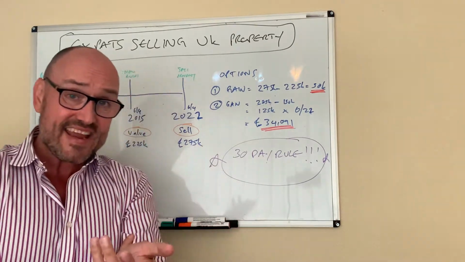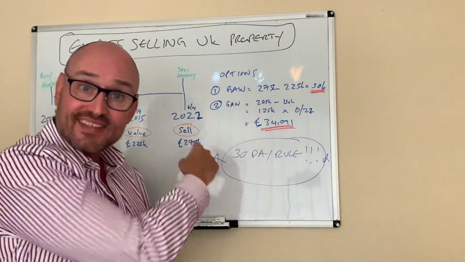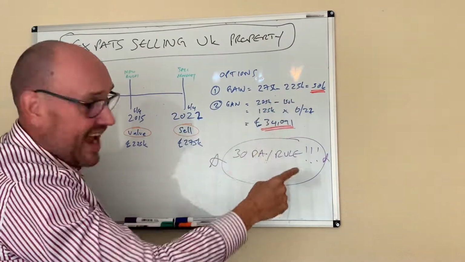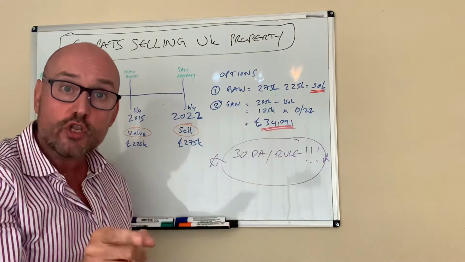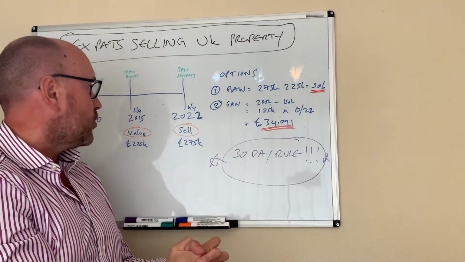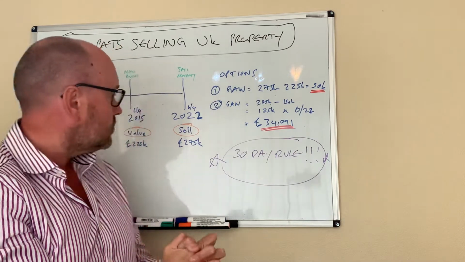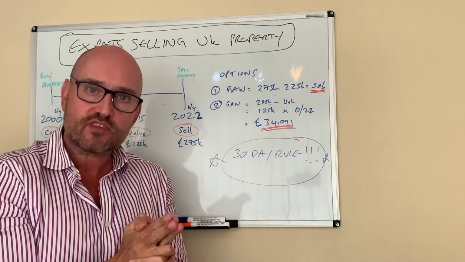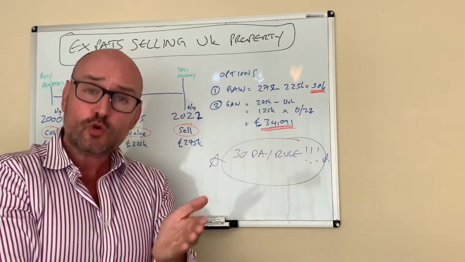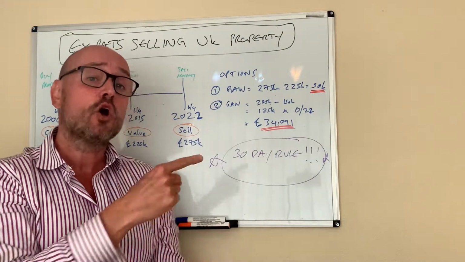So if you had a gain on the 6th of April 2022, as in this example, under the old system, the capital gains tax on this gain would not have to be paid until the 31st of January 2024. 22 months down the line. But last year, HMRC changed the rules and said, that's too long. 22 months? No. 30 days, just like with stamp duty.